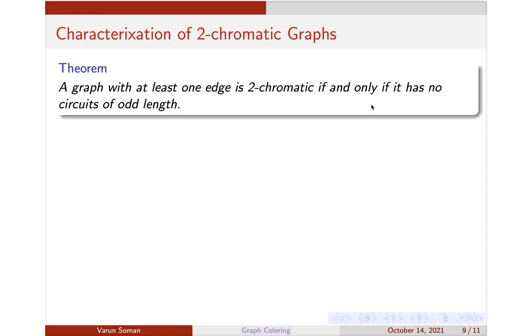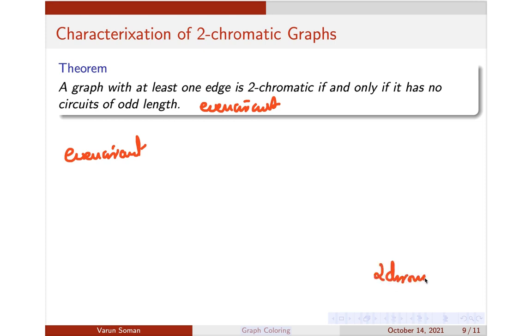Now let us try to prove this theorem. The theorem is: a graph with at least one edge is two chromatic if and only if it has no circuits of odd length, or you can say that it contains only even circuits. So suppose your graph contains only even circuits. We'll assume that the graph contains only even circuits, and we'll show that it is two chromatic.